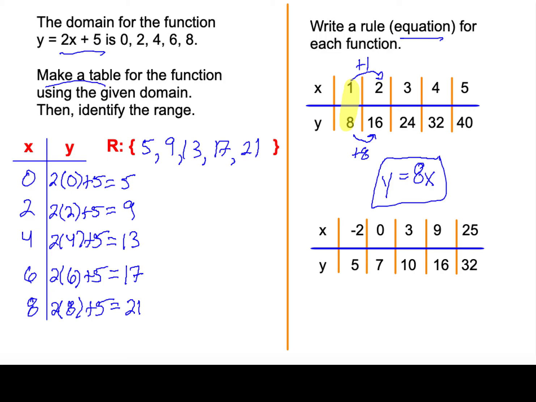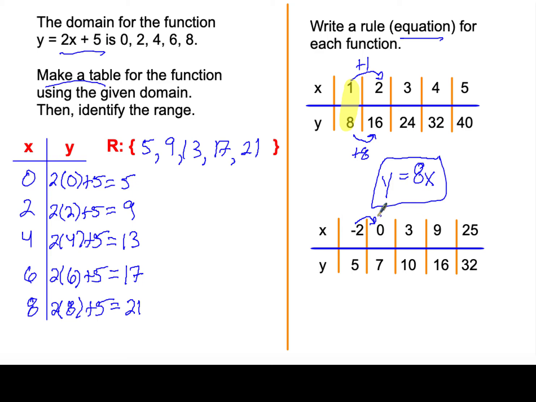Take a good look at the one on the bottom here. Now this one's a little trickier because notice the x values aren't going up by 1s this time. We're going up by 3s. So it's going to be a little harder to notice number to number. But if you take a good look at it, sometimes easier to relate your x's to your y's. -2 and 5 are about 7 apart. And notice 0 to 7, 3 to 10 is 7 apart, 9 to 16 is 7 apart.